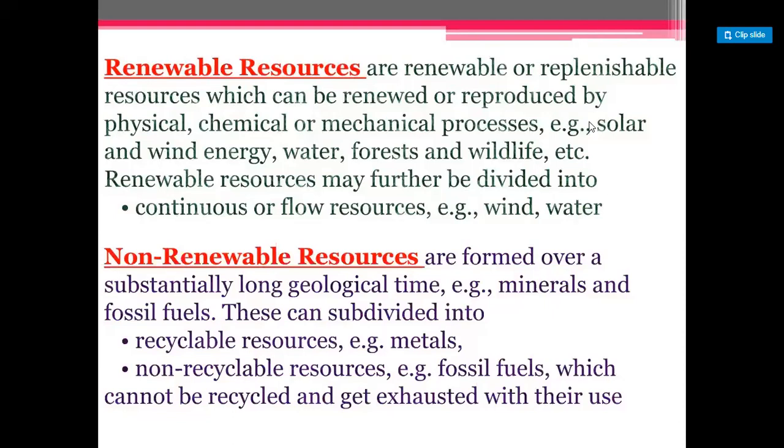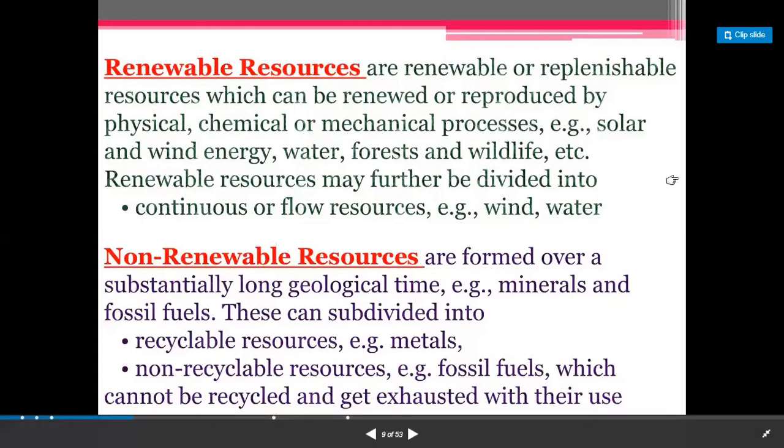Non-renewable resources, as the name proves, are formed over a long geological time. That means they cannot be renewed in a short period of time. It takes millions of years to form, like minerals and fossil fuels. That is also divided into two categories: recyclable resources, that is metals; and non-recyclable resources, that is fossil fuels, which cannot be recycled and get exhausted with their use.